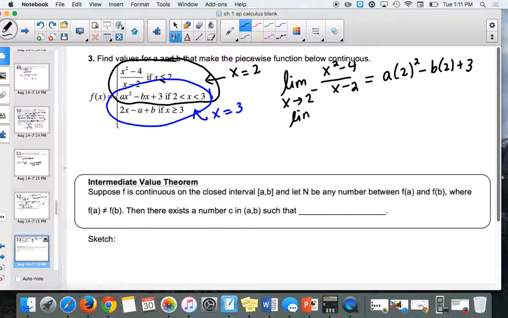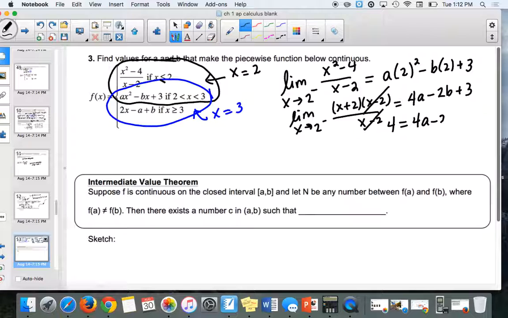Yeah, factor. So I have the limit as x goes to 2 from the left of x plus 2, x minus 2, all over x minus 2. And then I get 4a minus 2b plus 3. Cancel your x minus 2's. So as you plug in 2 from the left, you get 4. So you want 4 to equal 4a minus 2b plus 3. So 1 equals 4a minus 2b. So I have an equation that has a and b.